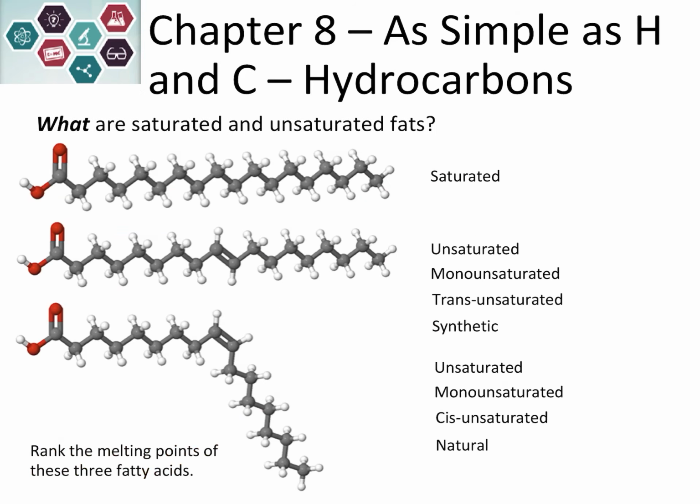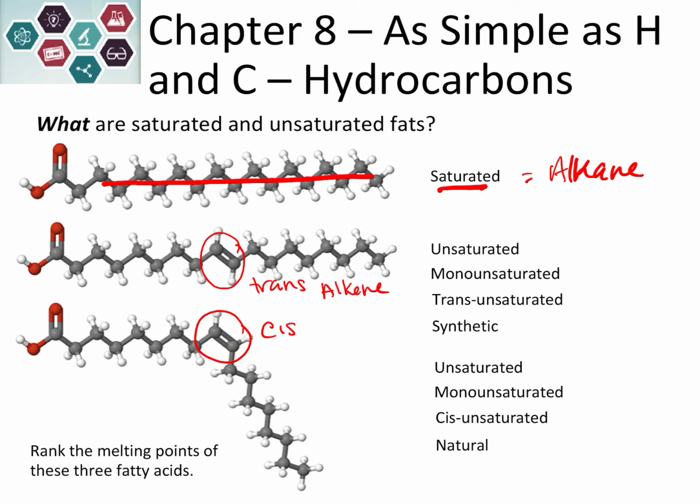Here's a couple structure examples. So here everything is single bonds. It's saturated, which we said is an alkane. Here we have a trans double bond, so trans alkene. Here we have a cis double bond. So if we go back to the rankings that we did with boiling points earlier, same with melting points. Alkane is going to have the highest melting point, and the cis alkene will have the lowest melting point.